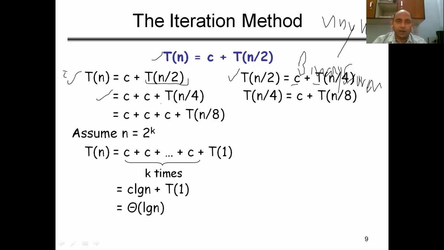Now I have to find the value of T(n/4). By replacing n by n/4, I can find the value of T(n/4). This is the value of T(n/4): C plus T(n/8). So I can put this value in my equation and finally I get this equation. This equation goes on and we can put the value of T(n/8), then T(n/16). So at last, when we keep dividing n by 2, n by 4, n by 8, ultimately this term will become 1.